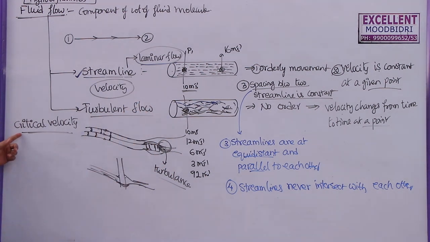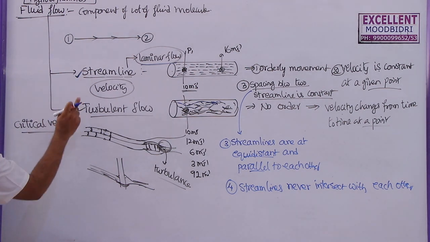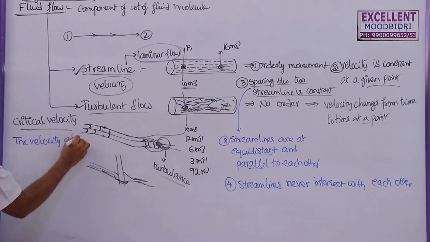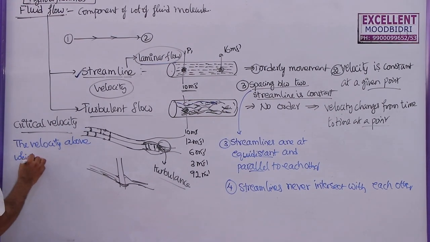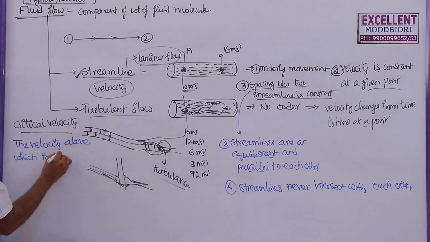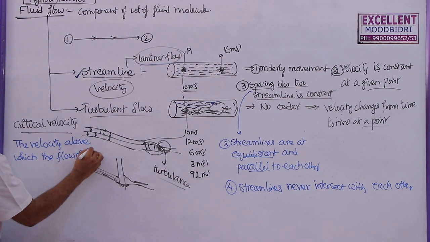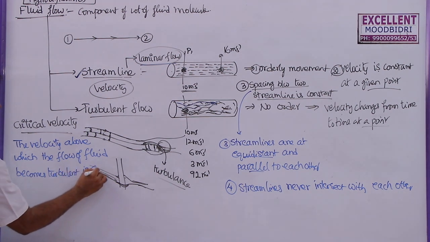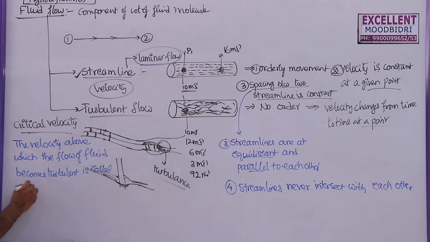So what is this critical velocity? Velocity that decides whether the fluid flow is streamlined or turbulent is called critical velocity. So the velocity above which the flow of fluid becomes turbulent is called critical velocity.